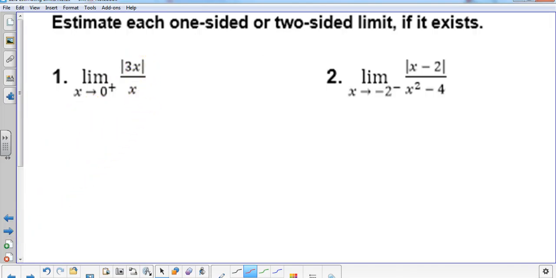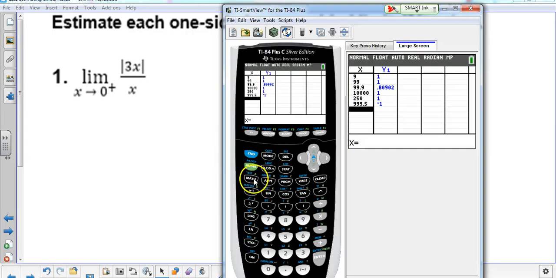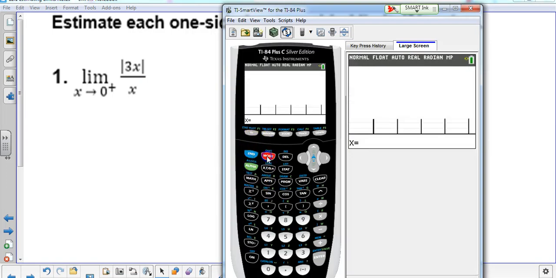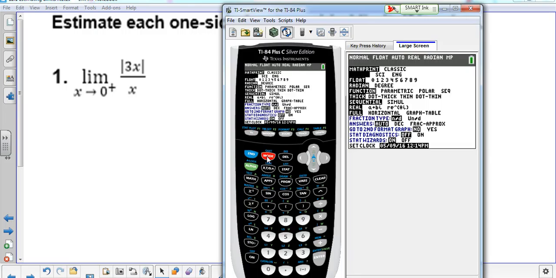Type this in your calculator. Anybody remember where the absolute value is? You need to be in function mode, and we're going to do a couple of trig functions in a minute. So could you also put it in radians before we go any further? Make sure you're in function mode and radians.